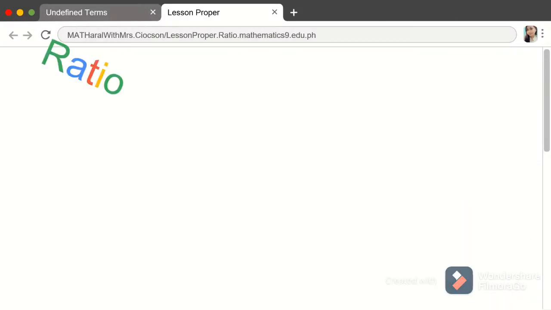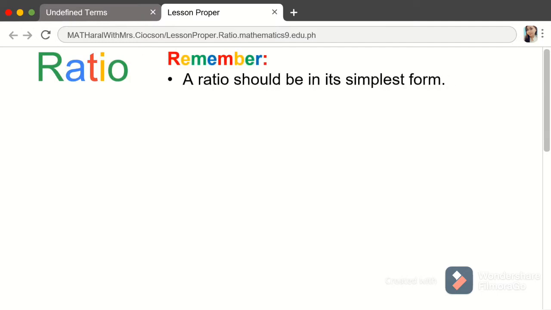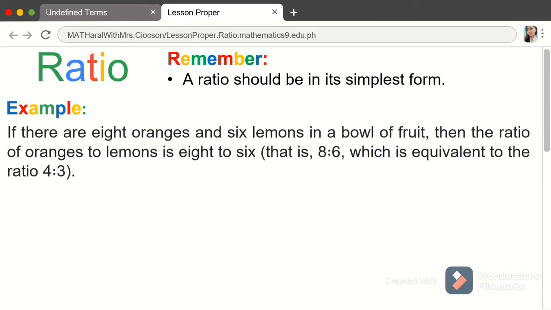Remember, in ratio, it must be in simplest form. Example, if there are 8 oranges and 6 lemons in a bowl of fruit, then the ratio of oranges to lemons is 8 to 6. That is 8 is to 6, which is equivalent also to the ratio of 4 is to 3, because 8 and 6 are divisible by 2, so I divide 8 and 6 by 2, so I get 4 and 3.